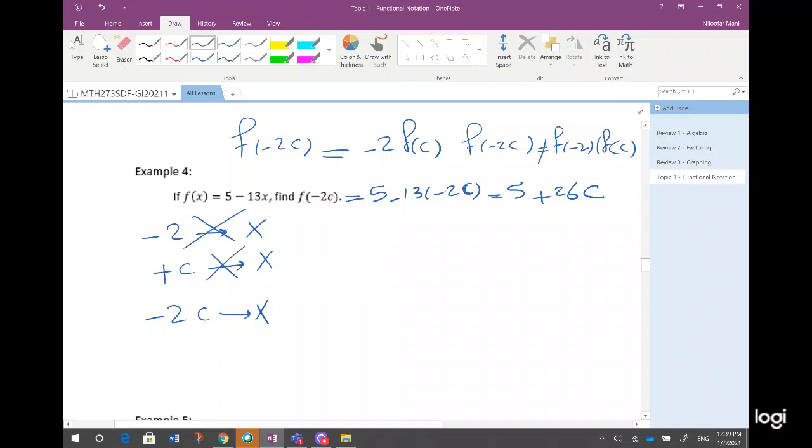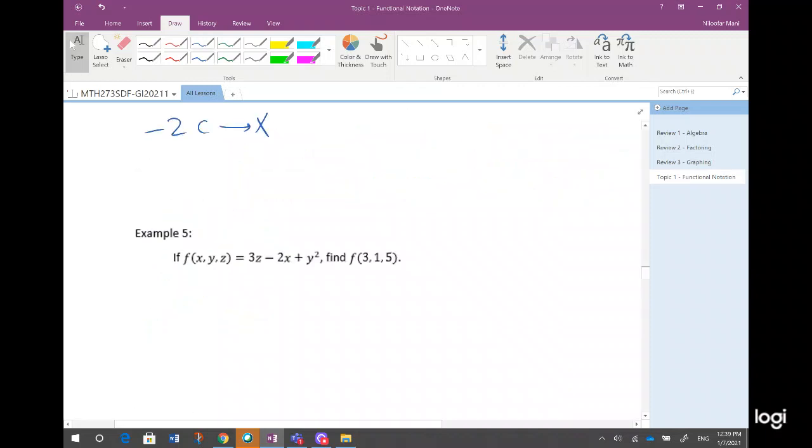I'm not able to bring minus 2 out. No, it's not. So this is not equal. I just have to substitute minus 2c. I just have to substitute whatever I see for x. Okay, so now I continue here.